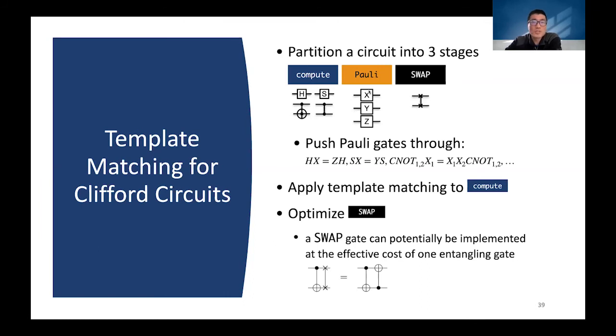In terms of pushing the Pauli gates through the rest of the gates, it can actually be done very easily following simple rules. For example, if you want to push a Pauli X gate through a Hadamard gate, it becomes a Pauli Z gate. If you want to push it through a phase gate, it becomes a Y gate, and so on and so forth. So after this partitioning is done with a given circuit, we can then go ahead and carry out our iterative template matching optimization on the compute part of the quantum circuit. Upon convergence, we can then use some simple heuristics to optimize the swap section of the quantum circuit. Obviously, we don't need to do anything to the Pauli section of the quantum circuit because it's just a single layer of Pauli gates.